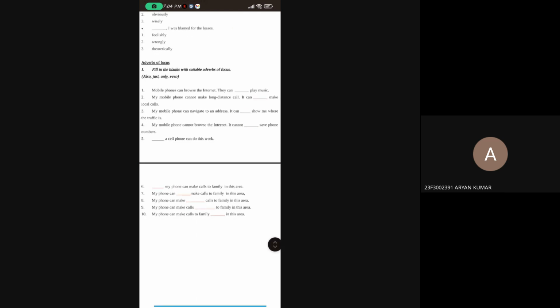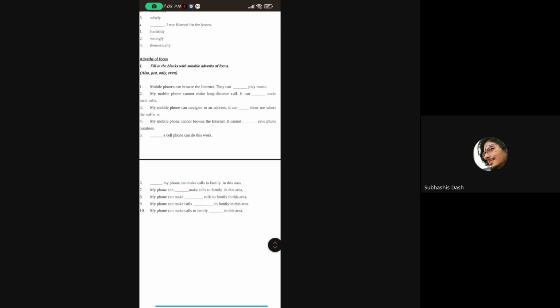Third one, my mobile phone can navigate to an address. It can dash show me where the traffic is. Also or even. It can even show me where the traffic is. It can also show me where the traffic is. So both also and even, which means in most of the cases they can be used interchangeably, depending on what emotion or what situation you want to express.